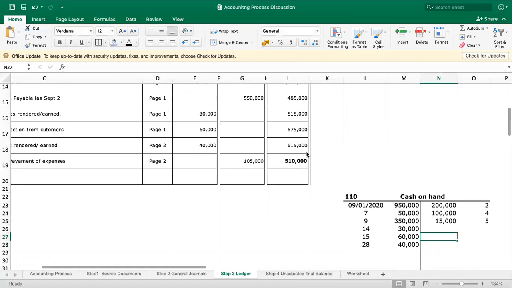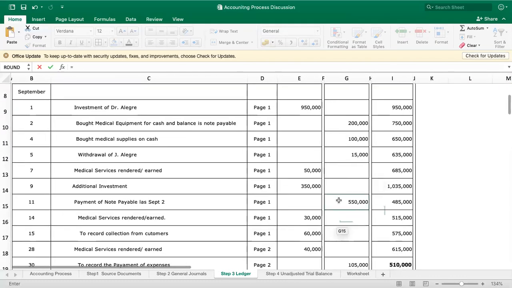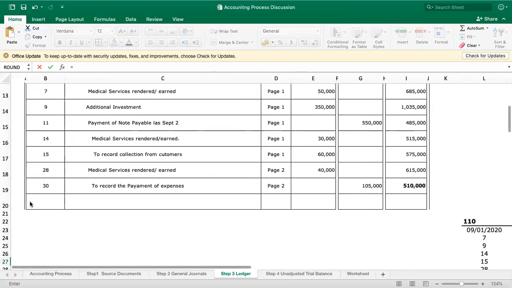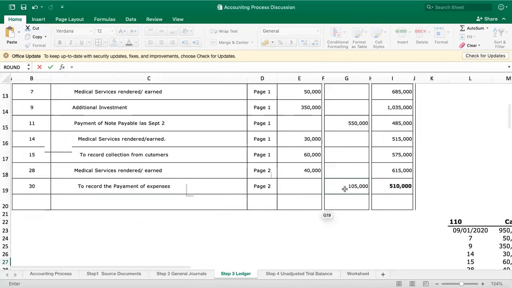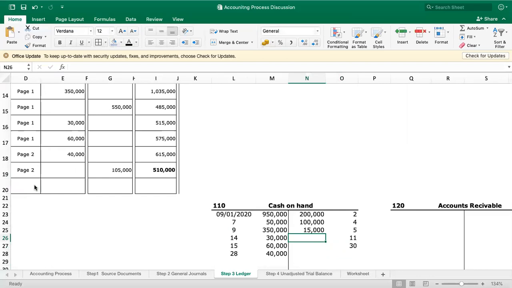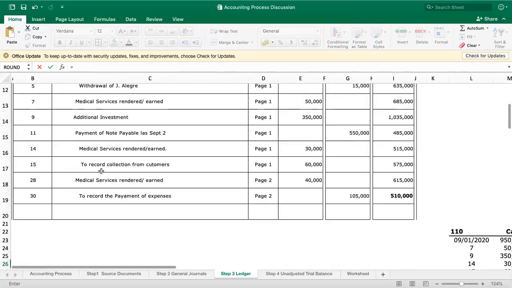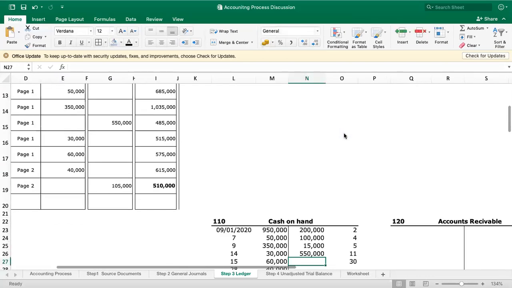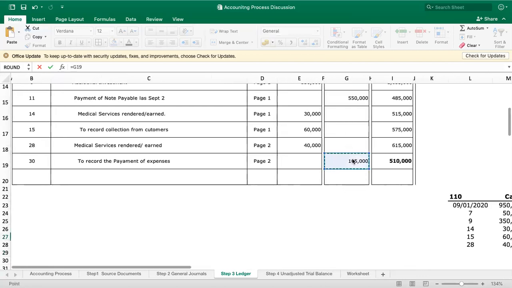Okay, on the credit side, that's done with September 5. The next credit is on September 11. The next credit after September 11 is on September 30. Okay, so on September 11, you have credited 550,000. And on September 30, you have credited 150,000.